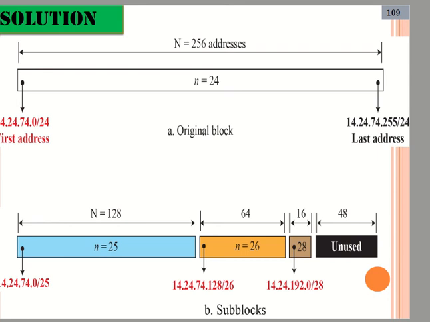If I take the first address, it is 14.24.74.0. Since the block size is 128, the mask is 25 for the case requiring 120 addresses. So the first address will be 14.24.74.0/25, and since it has 128 addresses, it goes up to 14.24.74.127/25, from 0 to 127. So that is a total of 128 addresses. For the second block, it starts with 14.24.74.128. Remember, for the 128-address block, the last address was 14.24.74.127. This second block requires 64 addresses.